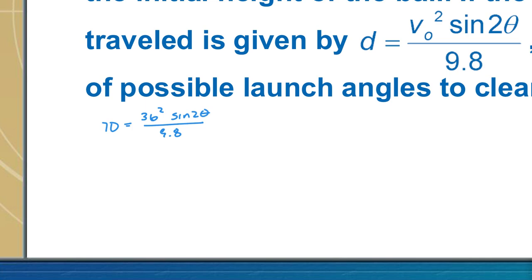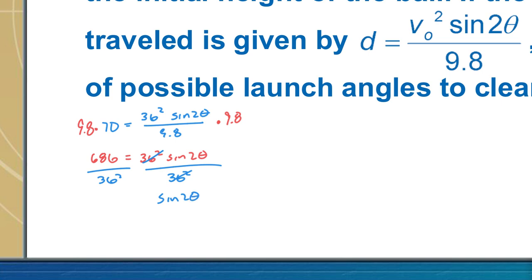Now we just have to start solving. So we're going to multiply both sides times 9.8. Okay, that's going to give us 686 on that side and 36 squared sine of 2 theta. All right, now we're just going to divide each side by 36 squared. You can figure out what 36 squared is first, but since we're just doing it all on calculator, doesn't really matter. And we get sine of 2 theta on this side. And now on the other side, we get 0.529.